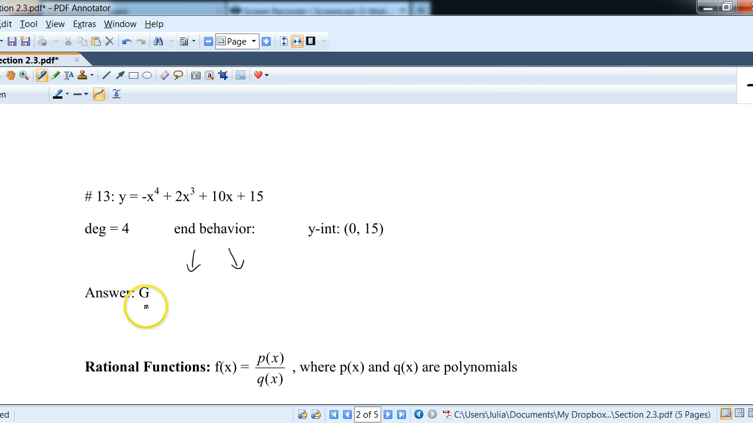So again, for your homework, you'll either be given choices to choose from, or you can graph it on your graphing calculator and just compare, and that way you know.